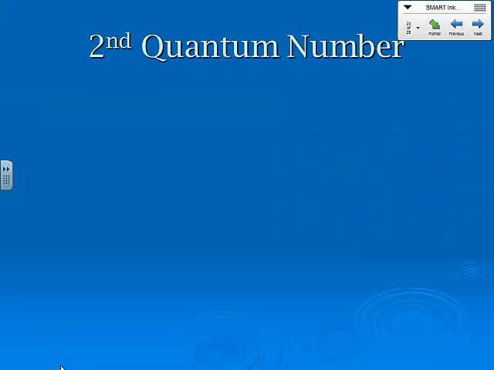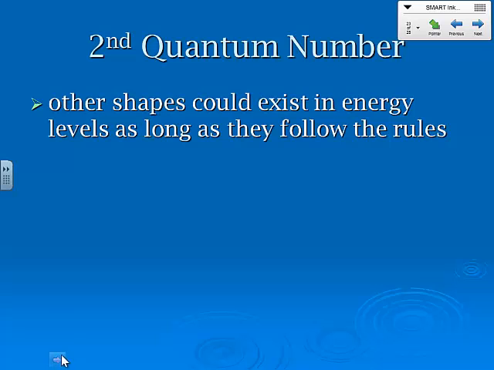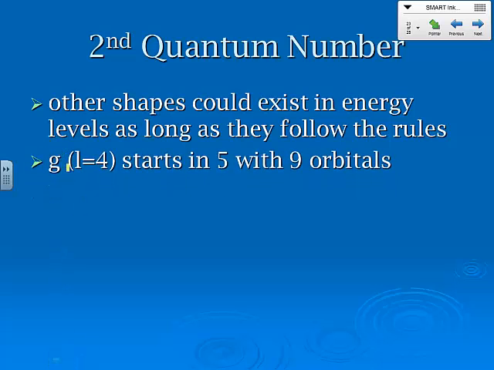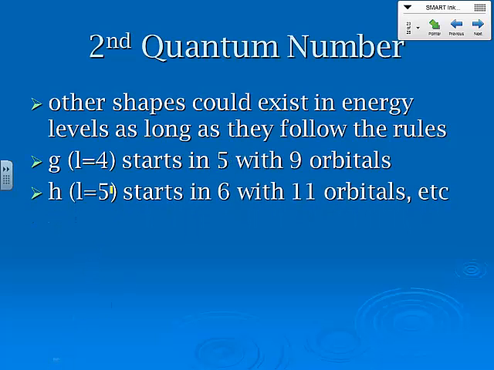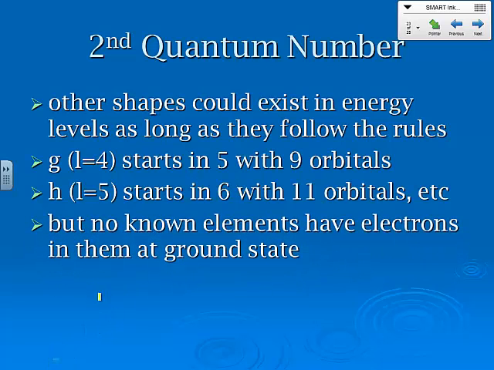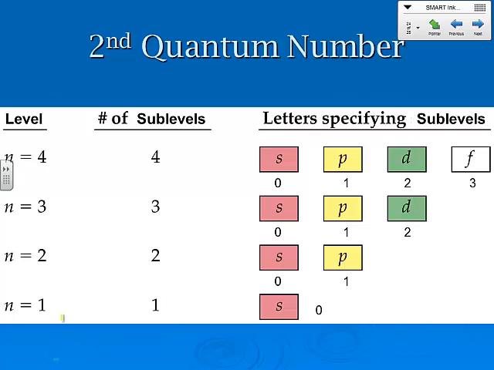Alright, anyway. That's the second quantum number. Other shapes could exist in the energy levels as long as they follow the rules. We could potentially have a G that starts in number 5 with 9 orbitals. We could have an H, would have L equals 5, starts in 6 with 11 orbitals, etc. But we just haven't found anything that to be the case, so we don't have any of them yet.